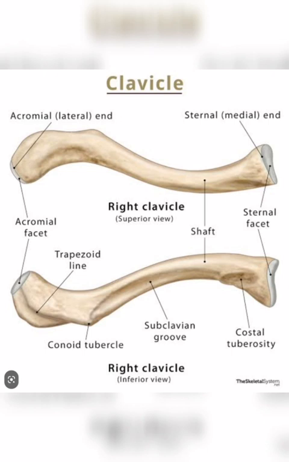Now moving on to the articulations of the lateral or acromial end and the medial or sternal end. The acromial end articulates with the acromion process of the scapula to form the acromioclavicular joint, and the medial or sternal end articulates with the first costal cartilage, and also articulates with the clavicular notch of the manubrium sterni to form the sternoclavicular joint.